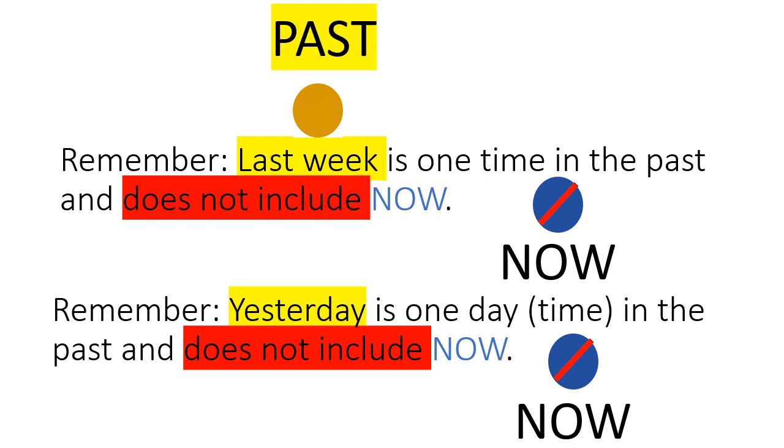We could also say last week. If you include last week in your question or answer, that can refer to one time in the past. But if you say last week, remember it doesn't include now. If you say yesterday, yesterday is one day or time in the past and does not include now.